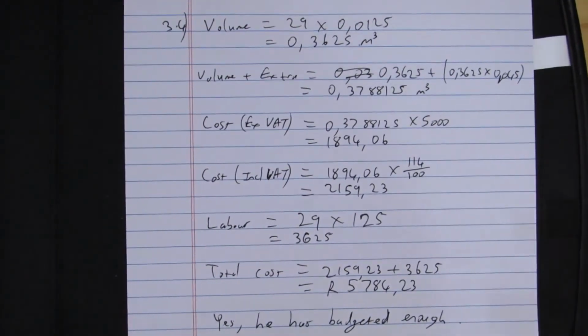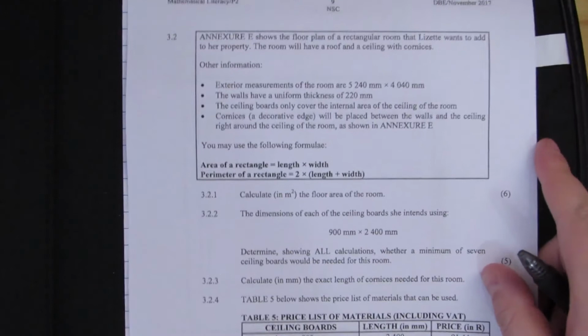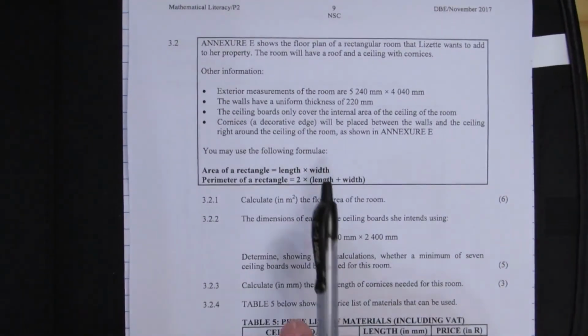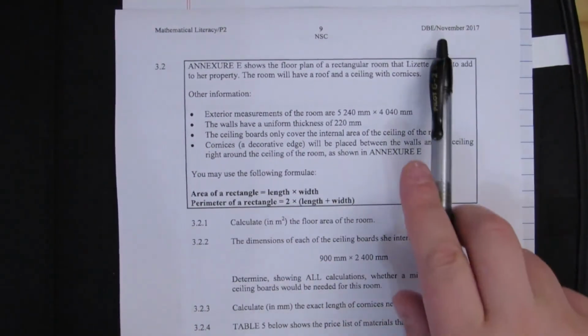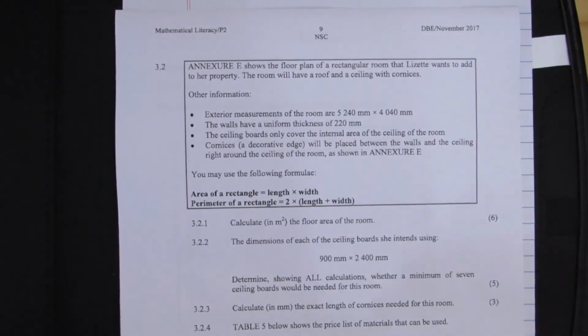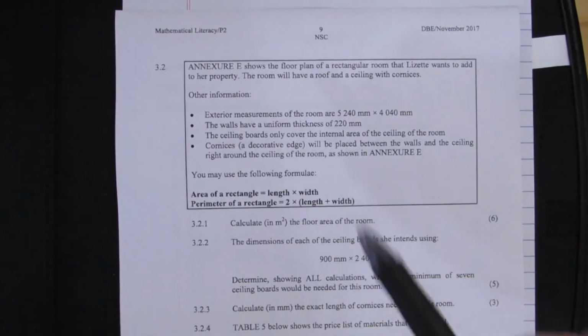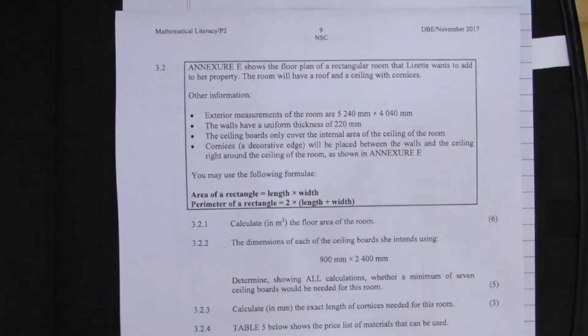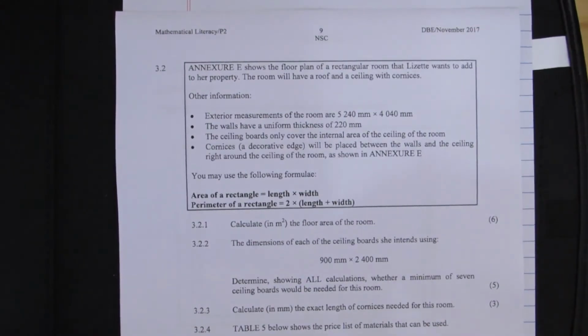Fantastic. All right, Matrix, let's look at an example regarding models or coming from plans. So let's take a look. We're looking at a past paper question from the November 2017 national paper. Question 3.2, and specifically, Annex E shows the floor plan of a rectangular room that Lizette wants to add to her property. The room will have a roof and a ceiling with cornices.